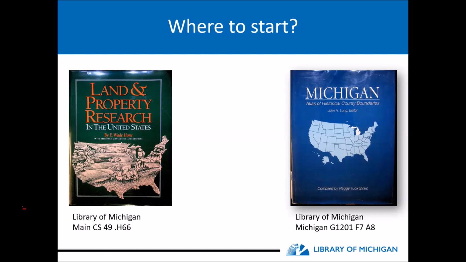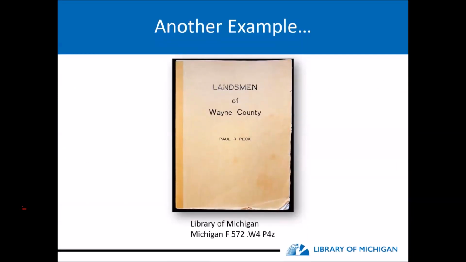And also it will include information on who controls the county judicially. And that might point you to different counties in terms of which courts, which probate court, and so forth that you need to go to look for other records. Below each book is the call number where they're located in the Library of Michigan. So in case you want to come and visit and look at these items, they're there. But with that, I'm going to move to the next slide, because here's another good example of an item called Landsman of Wayne County by Paul Beck.